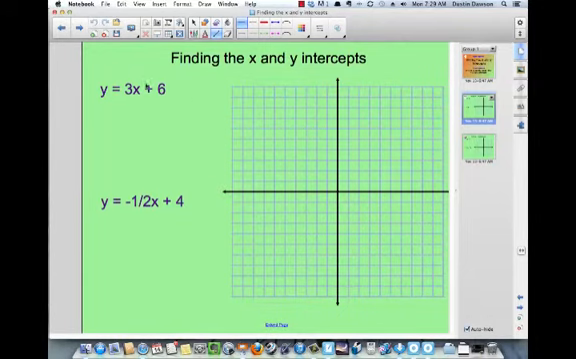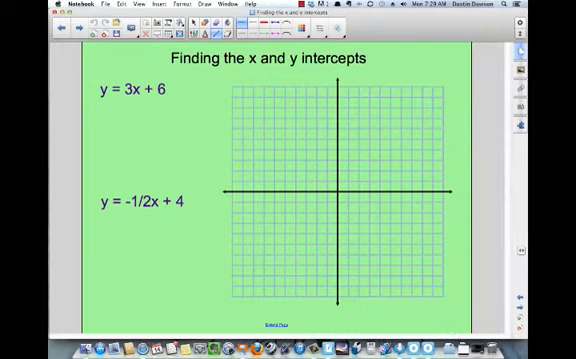So when we find the y-intercept, we're really finding the point at which the line crosses this y-axis here. And in this case, the answer is given to us right here. Part of our equation is telling us what the y-intercept is, which is at 6. So 1, 2, 3, 1, 2, 3. Here's our 6 right there.